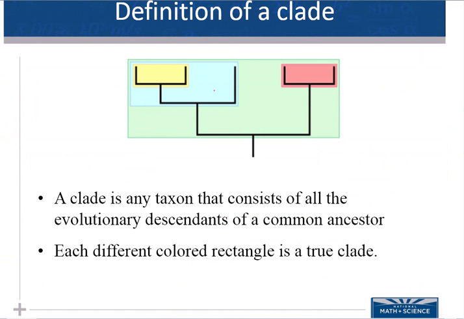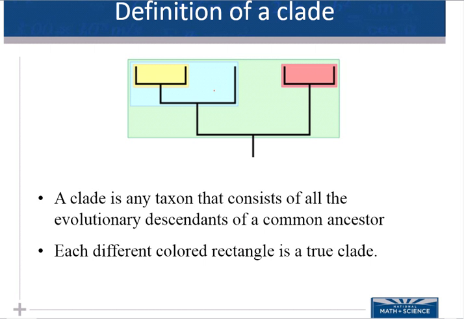So now let's talk about cladistics and the terminology there. Clade means a branch. So a clade, as is defined here for you, is any taxon that consists of all of the evolutionary descendants of a common ancestor. So look at the different colors. In the yellow rectangle, that's a clade, but it's within another clade, which is a blue rectangle. The sort of salmon colored on the right is a clade, but the entire diagram could be seen as a single clade as well.